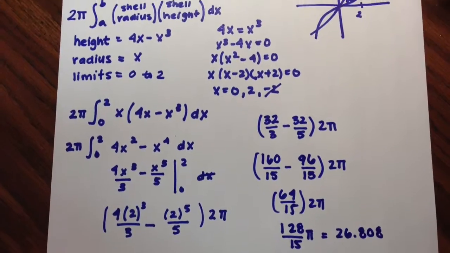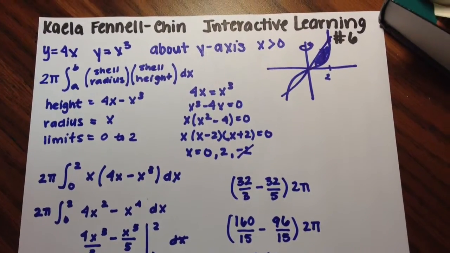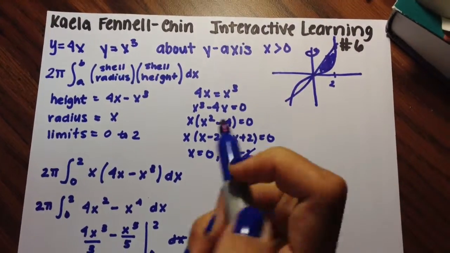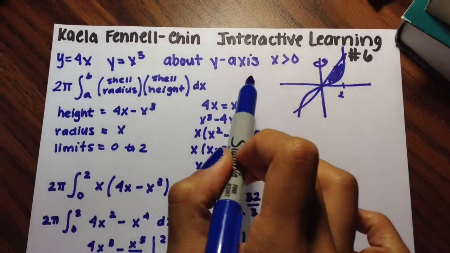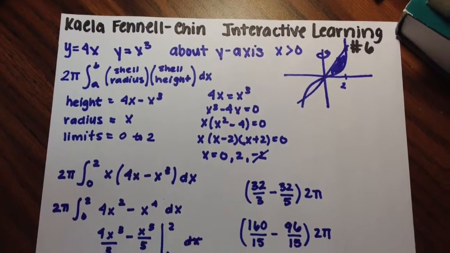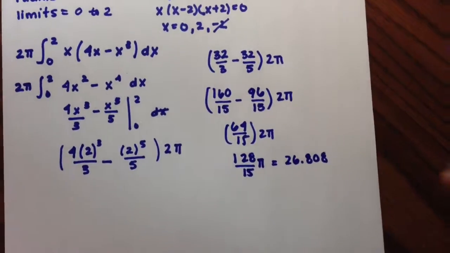And this is all by using the shell method, when you have a radius, a height, and your functions are in terms of something different than what is being rotated around. So this would be your shell method, and your answer would be this.